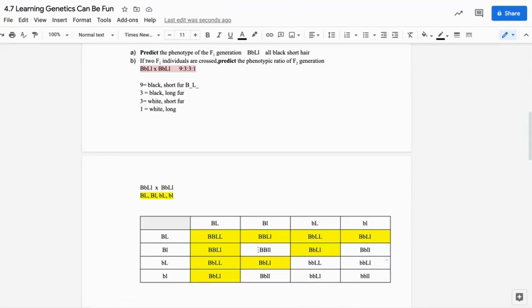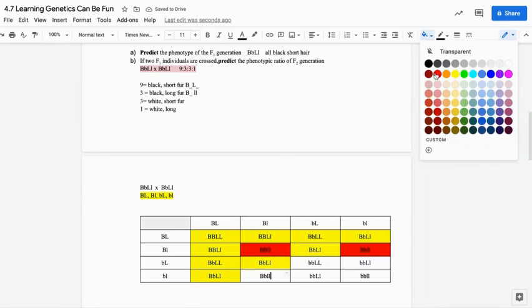Okay, so now black fur, long was the recessive. So black is a dominant with something else. And then we have to have that to get the long fur since it's recessive. So, yep. Let's just make that one red. Yep. And yep. So there's my 3.